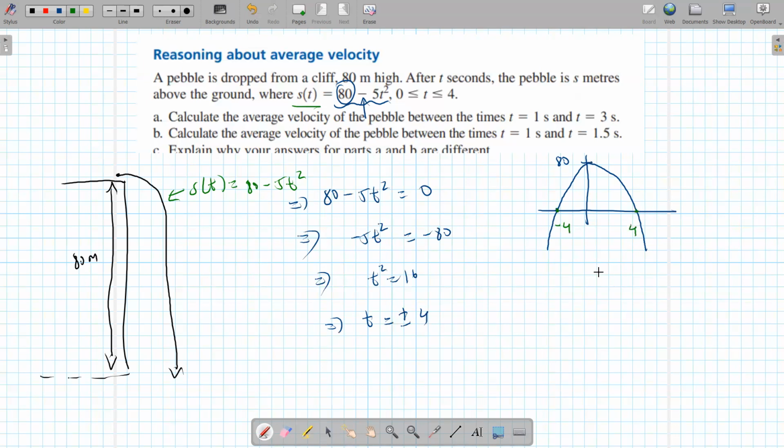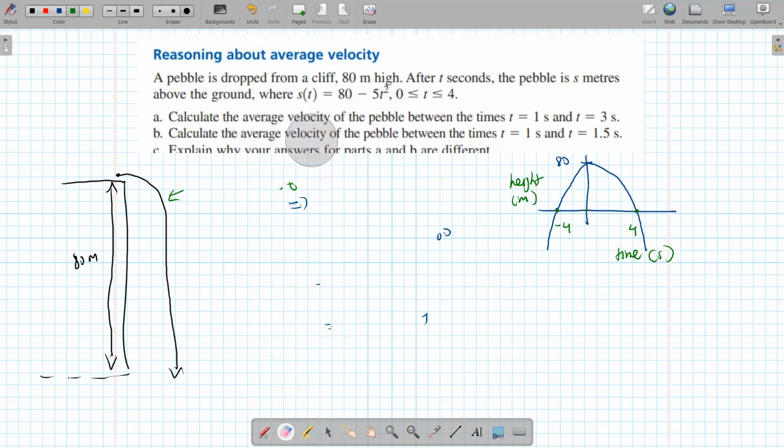So after how long does the pebble hit the ground? You see this? Right here, the pebble hits the ground. How long has it been? 4 seconds. After 4 seconds, the pebble hits the ground. And that's basically the idea behind this question. What are they asking though? They're asking, calculate the average velocity of the pebble. So the average speed, right?